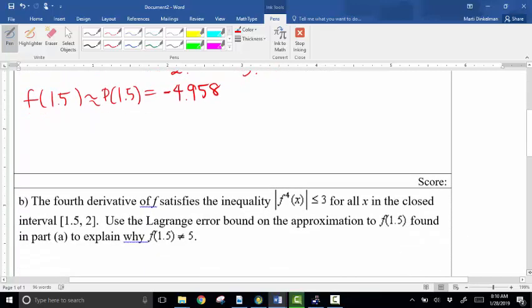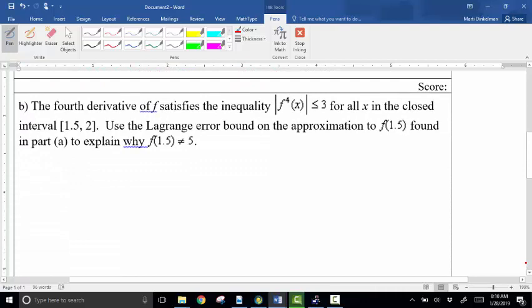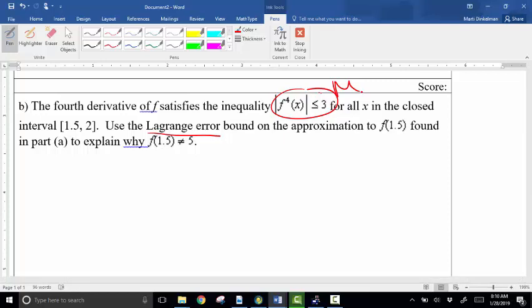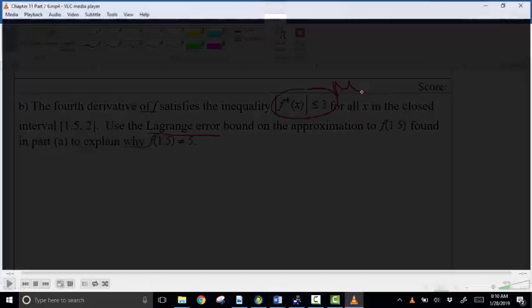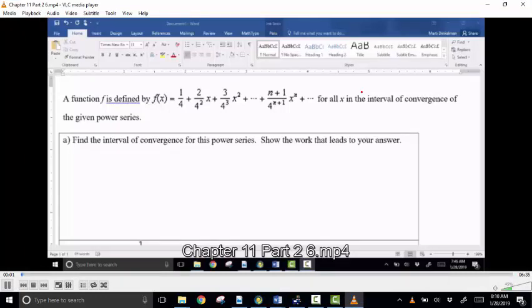Part B, use Lagrange error if the fourth derivative satisfies, so they specifically call out Lagrange error, and then this is going to be how they give me M. And then we're going to use that to explain why this thing can't be 5, although maybe it seems obvious because we already got a negative almost 5, which makes it feel like it's a typo, but it's not really.